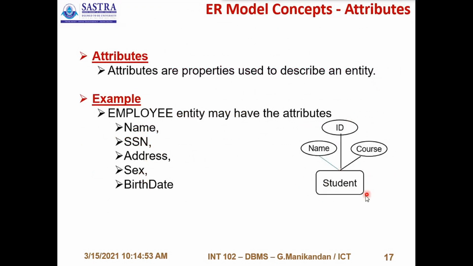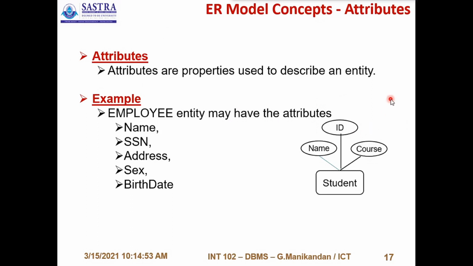For a student entity, what are the attributes? Each and every student is going to have a name. Each and every student is going to have an ID or a registration number. Each and every student belongs to a particular course. What is the notation you are going to use for representing the attributes? Your attributes are represented in an oval.